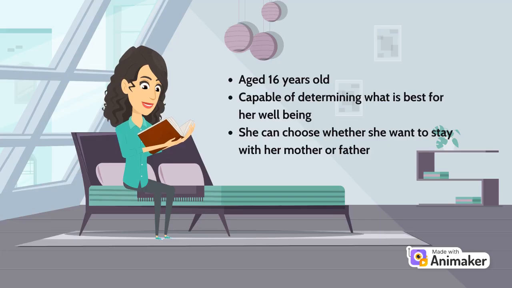For the second child, aged 16 years old, she is still studying at a boarding school in Johor Bahru. In this situation, she also has attained the age where she can determine what is the best for her well-being. Therefore, she also can choose to stay with either her mother or father. If she wanted to stay with her mother, therefore, Sheila can also claim for custody.